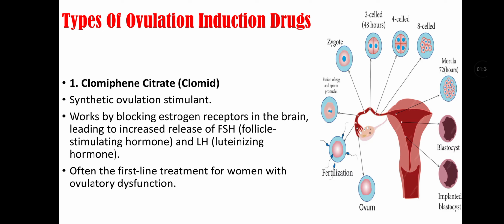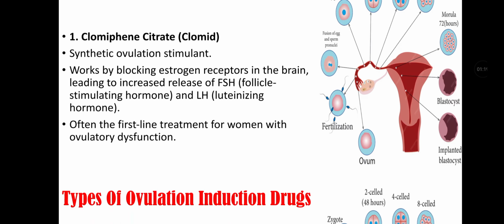clomiphene citrate, that is synthetic ovulation stimulant. It works by blocking estrogen receptors in the brain, leading to increased release of follicle stimulating hormone and luteinizing hormone. It is often the first line treatment for women with ovulatory dysfunction.